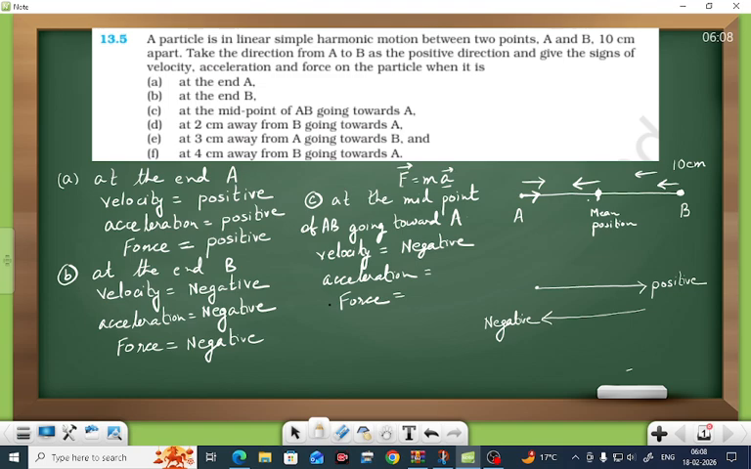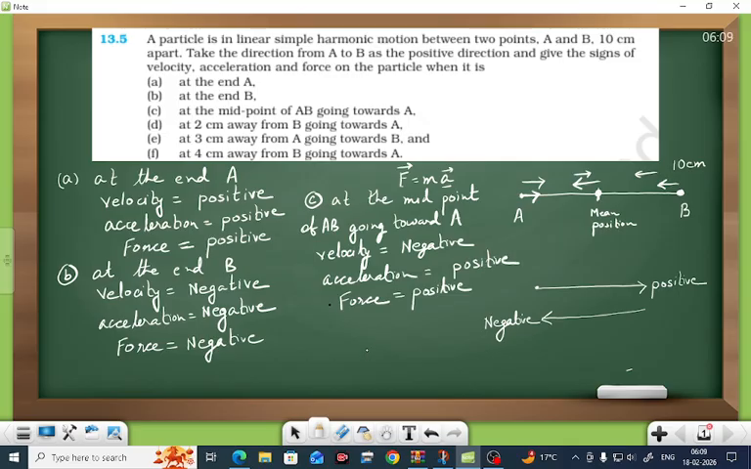And what is the force? You can see here the force always tries to bring the body back to its mean position. The force will act in this direction. The force is in positive, therefore the force is positive. And I already told you the acceleration is in direction of the force, so the direction of force and acceleration will be same, so the direction of acceleration will be positive, right?